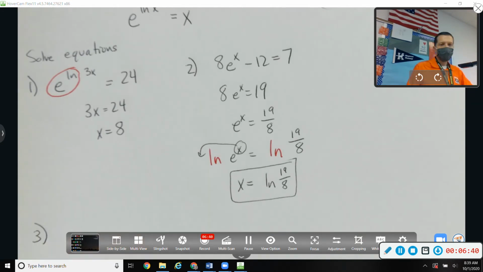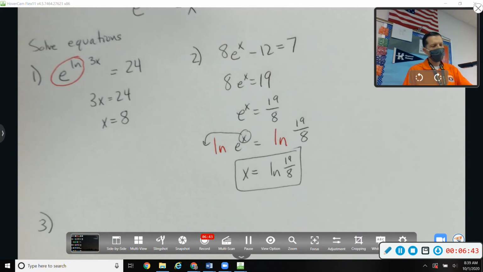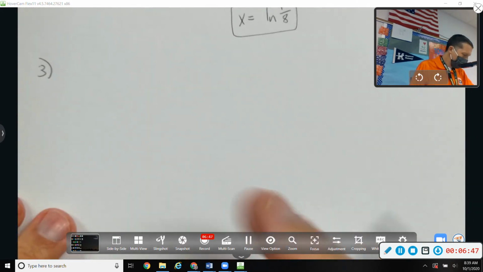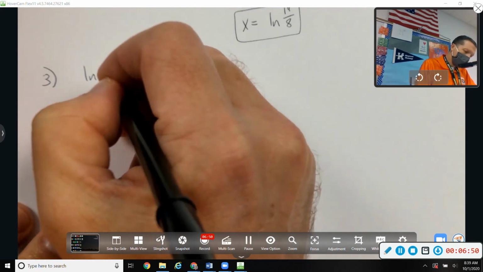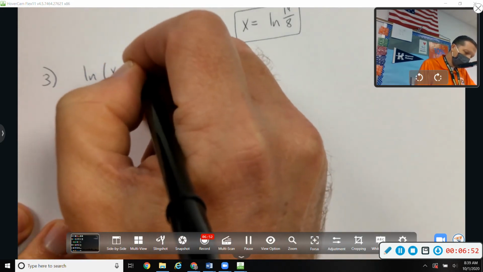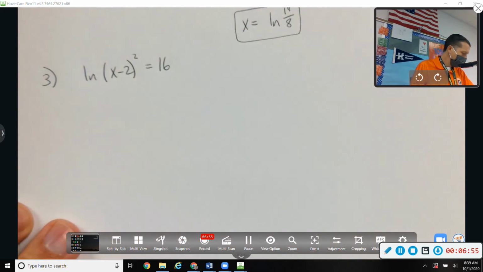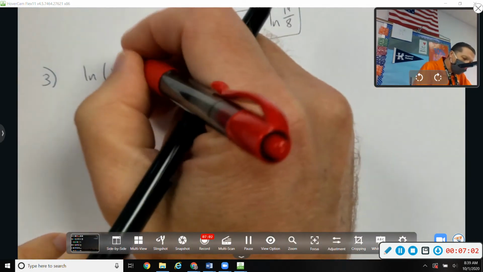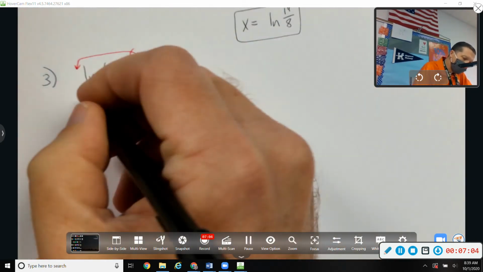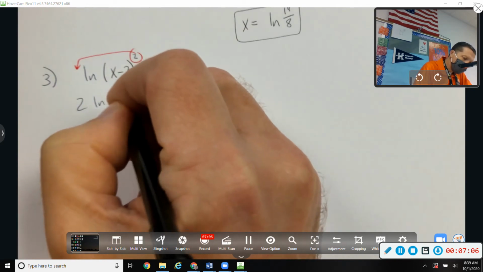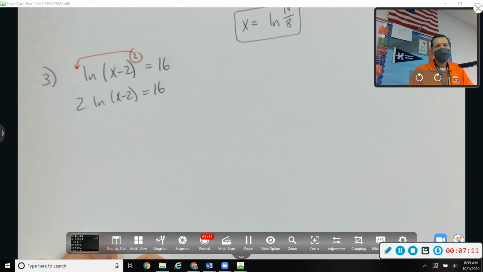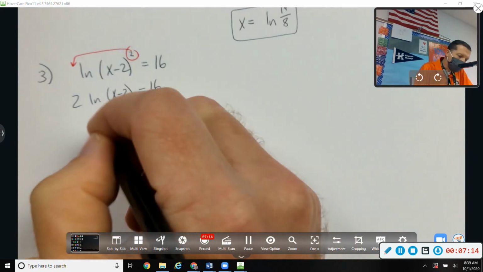Let's do one more algebra equation to refresh our brains on working these type problems. Then we'll worry about calculus. Natural log of x minus 2 squared equals 16. Bring the 2 down front. And we could divide by 2.